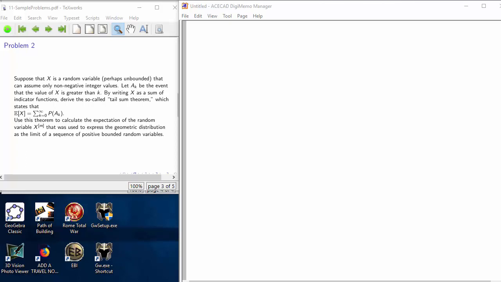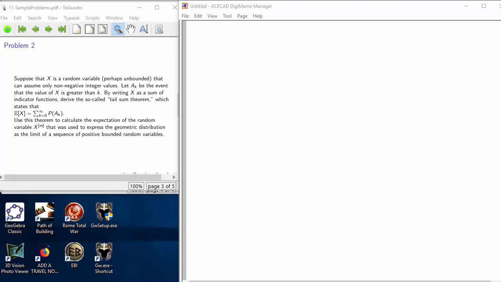Here are the sample problems for Math 117, class number 11, and I've decided I'm going to do number 2 before number 1 because number 1 actually uses the result that I'm going to prove here in number 2. So x is a random variable and it's not necessarily bounded, but I'm putting on the restriction that it can only take on non-negative integer values, and I'm defining a sub k to be the event that the value of x is greater than k.